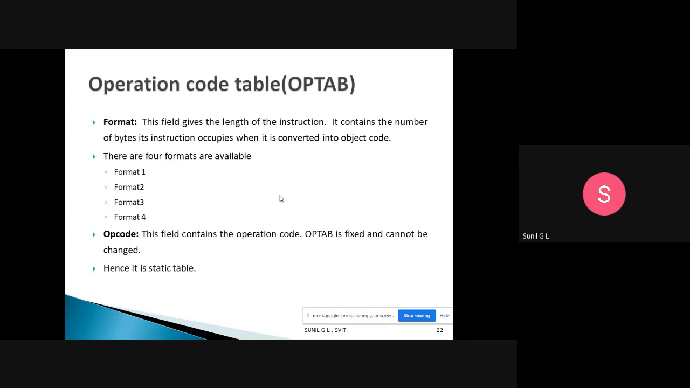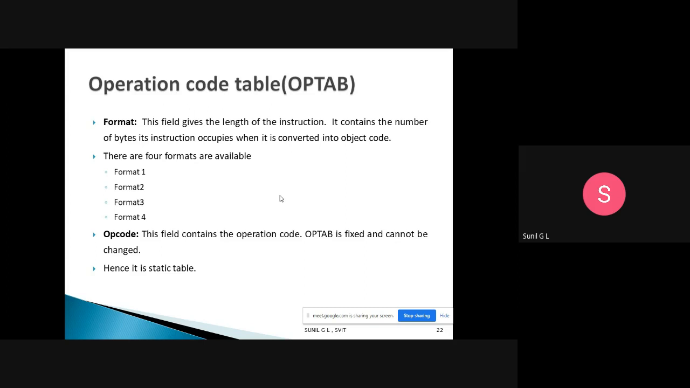So for ADD we will have 18, for store STA we will have 0C. Those are hexadecimal values. Like that we have different machine equivalent codes. That one we will call the opcode for each mnemonic. Mnemonic is nothing but an instruction. Hence it is a static table. Those opcodes are already predefined, so they can't change. That's why we call it a static table.